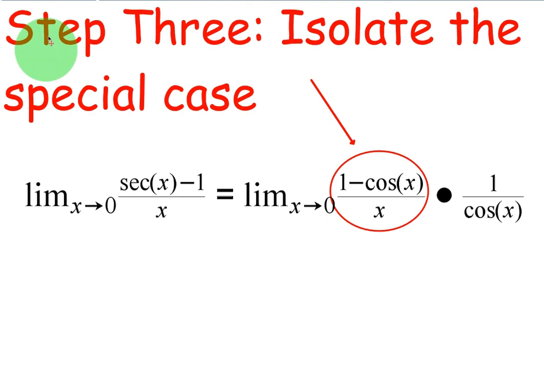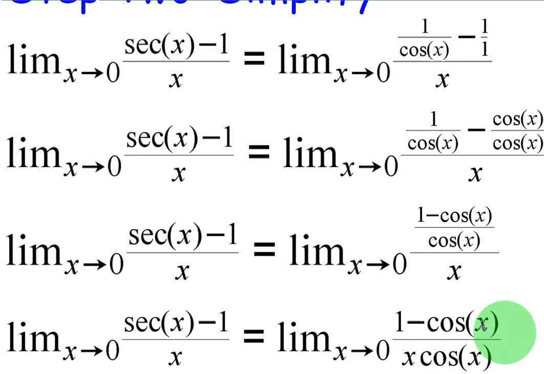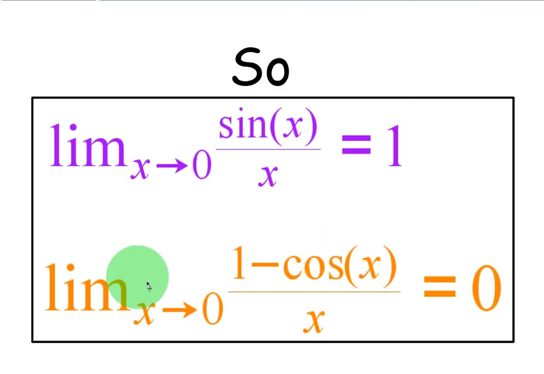Step 3 is to isolate the special case. So we can see, if we go back here, we do have a 1 minus cosine of x over x, which is one of the squeeze theorem components we learned. So we're going to break this up into 1 minus cosine of x over x times 1 over cosine, like so. And we've already proven that the limit as x approaches 0 of 1 minus cosine of x over x is equal to 0. Okay, that's the second component we learned.